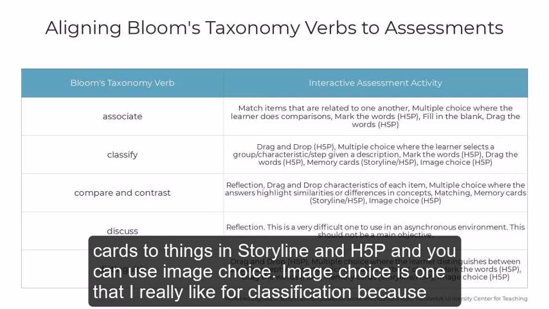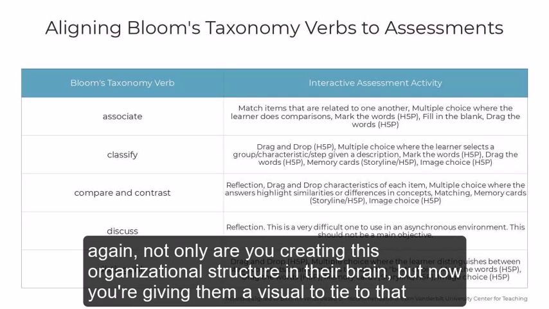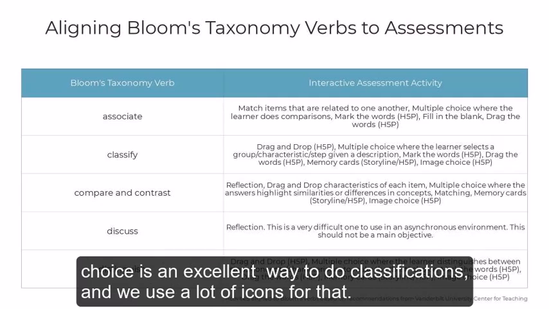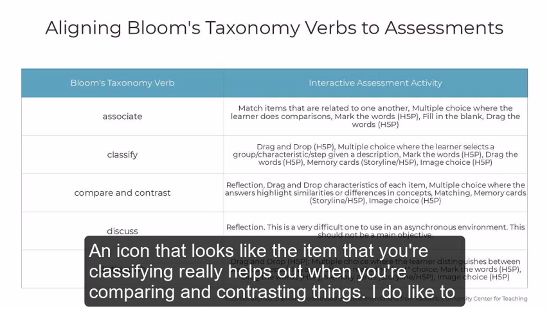image choice. Image choice is one that I really like for classification because, again, not only are you creating this organizational structure in their brain, but now you're giving them a visual to tie to that organizational structure, and cognitive research shows us that that's really powerful as a tool for actually understanding material. So image choice is an excellent way to do classifications, and we use a lot of icons for that. An icon that looks like the item that you're classifying really helps out when you're comparing and contrasting things.